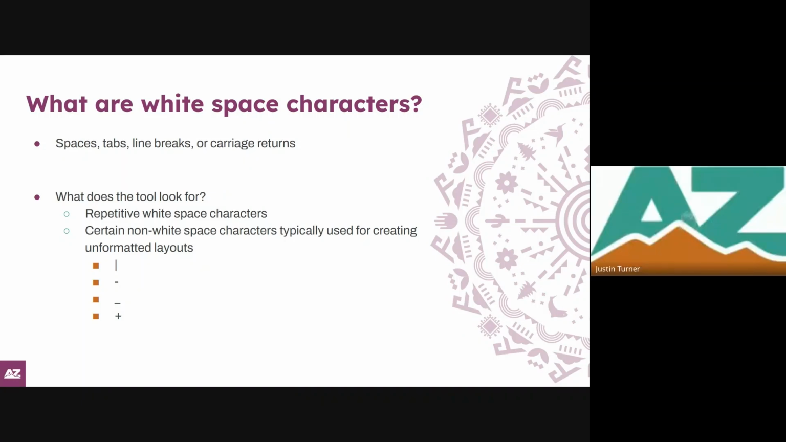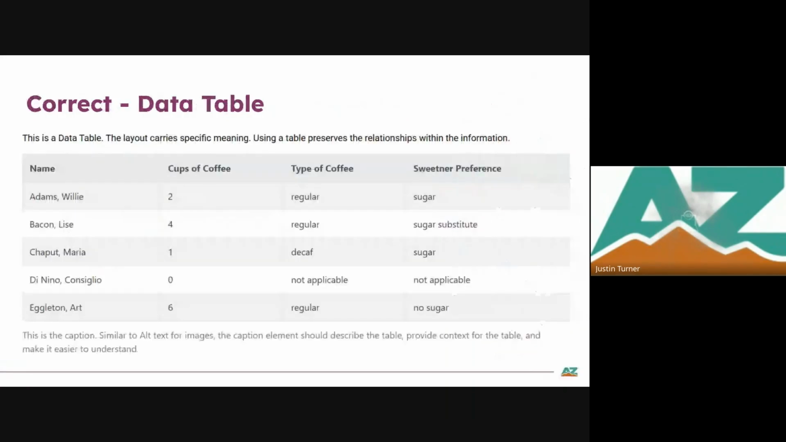So some of the common characters that are sometimes used to create tables artificially: the pipe character, a dash, M dash, N dash, underline, underscores, the plus sign. Whenever the scanner sees any types of these non-printing characters with white space characters around it, this error message, or I should say review message, is going to show up. And I'll show some examples of what it looks like.